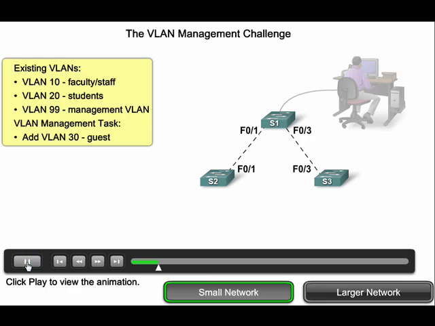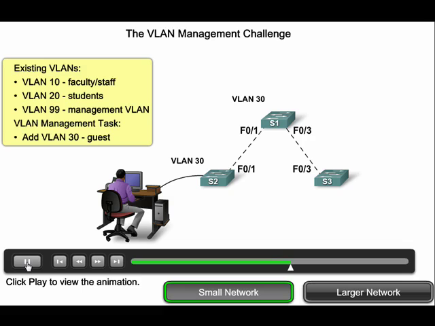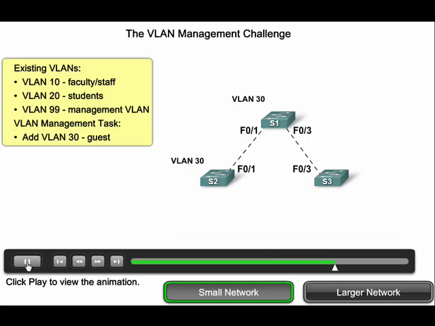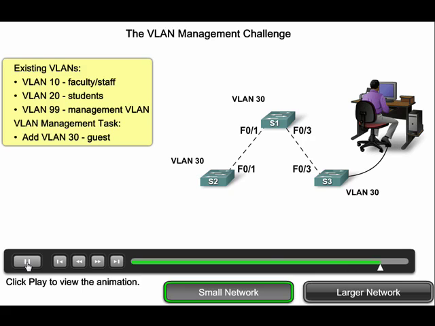VLAN configuration in small networks such as this one requires little time or effort from the network engineer. In this case, if VLAN 30 needs to be added to the 3 switches, the engineer merely accesses the 3 switches and makes the appropriate configuration changes.